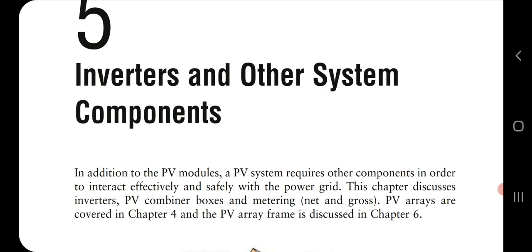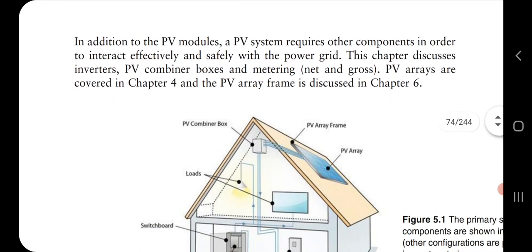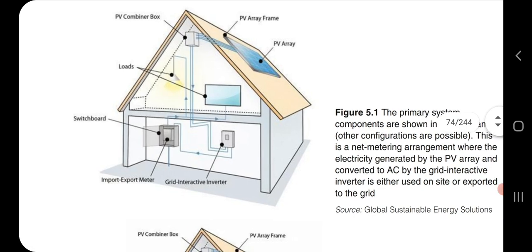When you are using the equipment, that time you require AC supply. So conversion of DC to AC is very important. For that, we are using other equipment like the inverter, PV combiner boxes, and the meter. You can see this diagram.